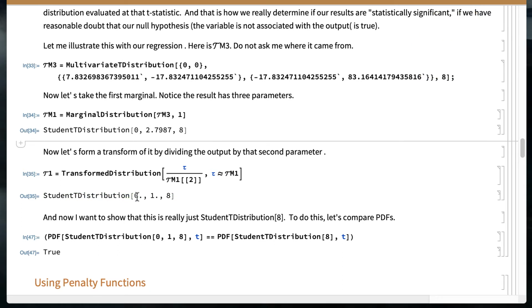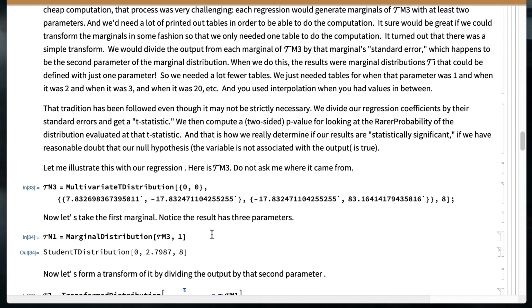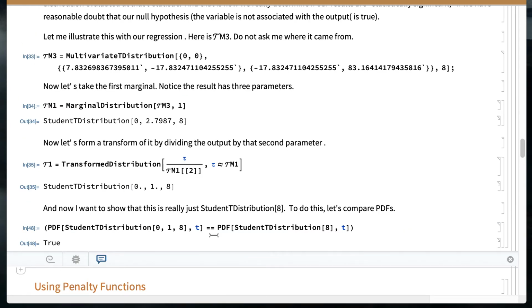But really, where you have a t distribution and the first parameters are 0 and 1, you can just skip them. And you basically have the t distribution with a degree of freedom, that third parameter, of 8. And to prove that, let's just take the PDFs of a 3-parameter t distribution where the first two are 0 and 1, and just a single parameter t distribution where the lone parameter is 8, and we'll see if those two are equal to each other, and it turns out that they are. So, perhaps more than you ever wanted to know, but that is what is going on with regression.